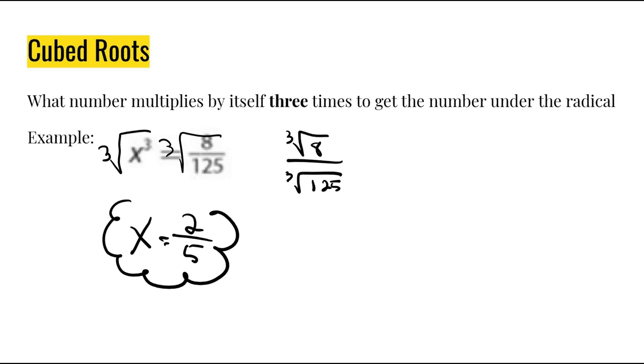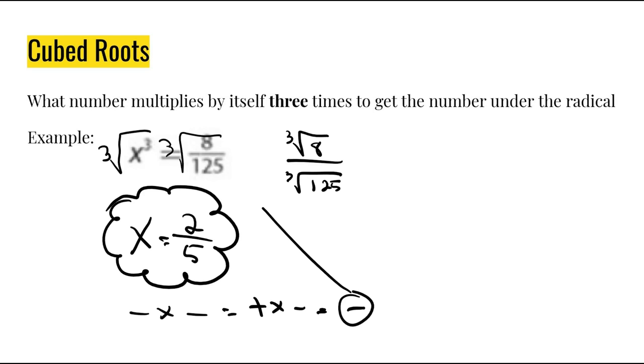This only has one answer, because if I were to make it negative, it would be a negative times a negative, which equals a positive, times a negative again, which equals a negative. So we end up with a negative, and this number is not negative. So cube roots only have one answer. In this case, the answer is 2/5.